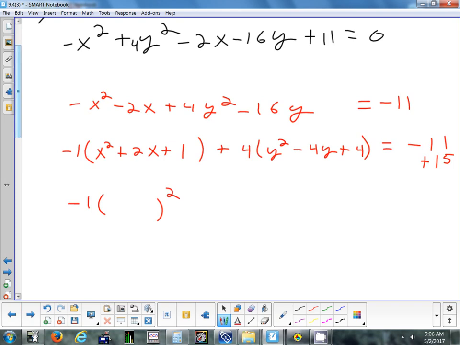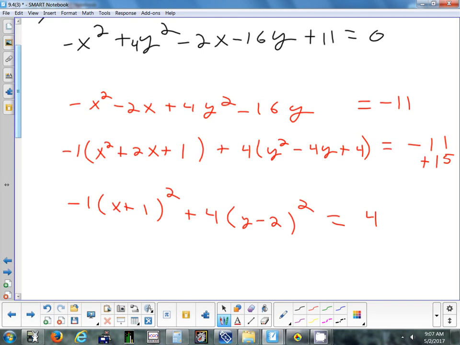How does x squared plus 2x plus 1 factor? X plus 1 times, nope. X plus 1, x plus 1. Okay, and how about here? How does y squared minus 4y plus 4 factor? Times y minus 2. It's always going to have to be two that are the same. And what's it equal to? 4. Okay, we're kind of starting to look like a hyperbola.